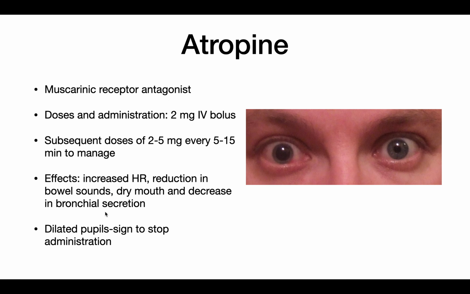Okay, so atropine, what does it do? It's a muscarinic receptor antagonist. You can give it IV, and it's going to increase the heart rate. It's going to reduce the bowel sound, so it's a sympathetic agonist, right? Dry the mouth, decrease the bronchial secretion. And when the eyes start getting dilated, that's a sign to stop the administration. Because remember, atropine in high doses, it can actually activate the parasympathetics.